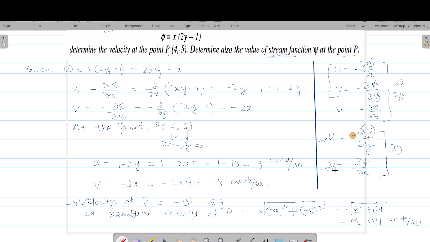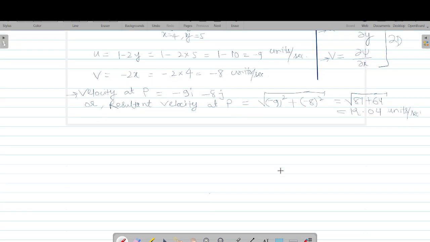And for a steady flow, the stream function and the potential function will actually be coinciding, so there will be no issues. This value of u is found from using the potential function, so you can use it here, no problem, as both of them are two-dimensional flows. So now we are trying to figure out the value of the stream function. I will write the value of the stream function at P, which is (4, 5). How can we do this?